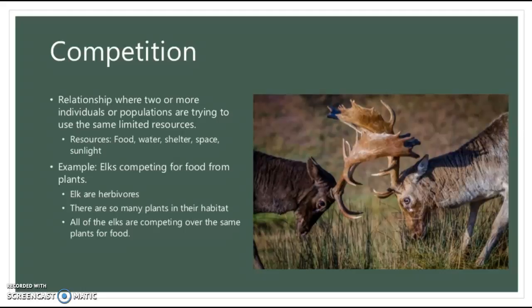You could also add in other herbivores which are competing for the same food as well. So other herbivores and the elks are also competing against each other. In this type of symbiotic relationship, each organism is trying to win, and what they get for winning is survival. So if you think about a competition you might have been in, very similar. You are trying to win, just like the elk.